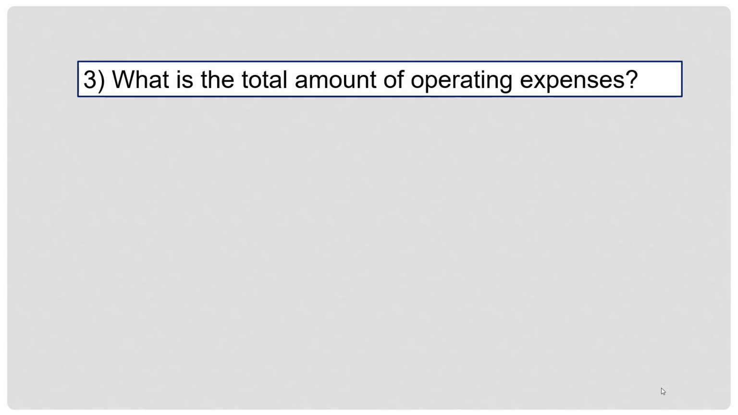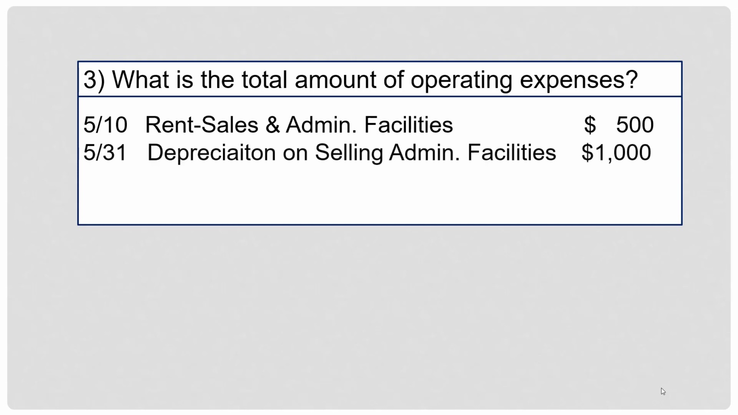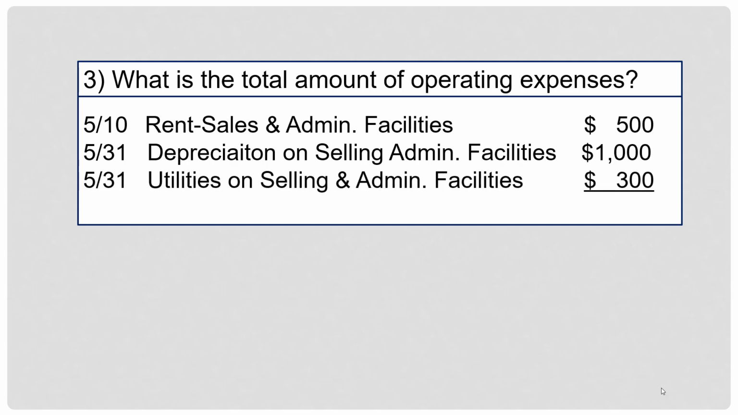Right, this is another name for our period costs. And if you go and read through your transactions, you will find that you had rent on your selling and administrative facilities of $500 on May 10th. If you read on in your transactions, you will see that you had depreciation on selling and administrative facilities on May 31st for $1,000. And also on May 31st, you paid utilities on selling and administrative facilities for $300. So we only had 3 transactions that were operating expenses, and they total out to be $1,800.